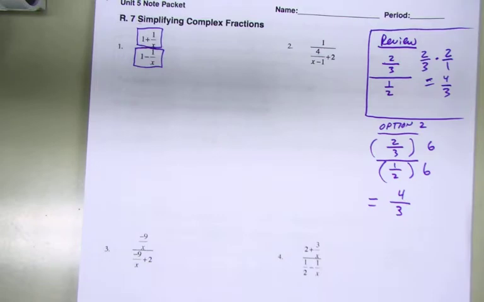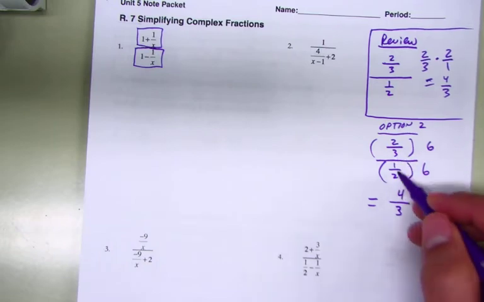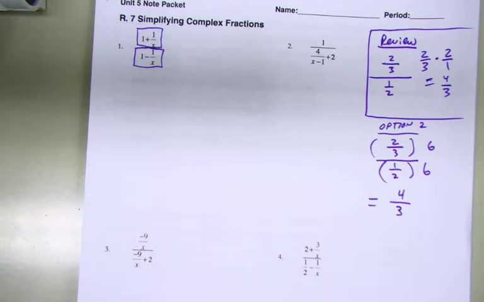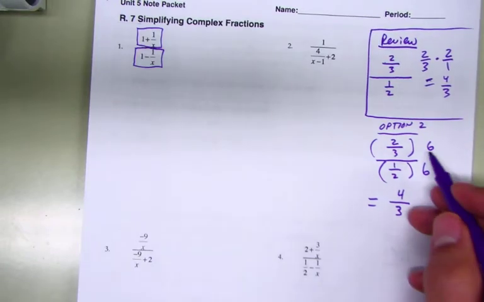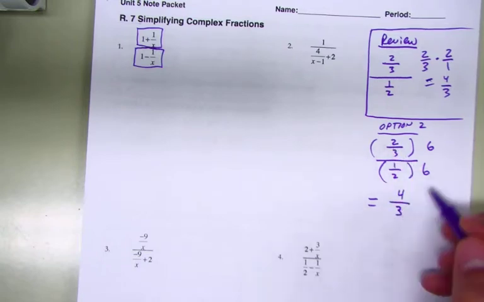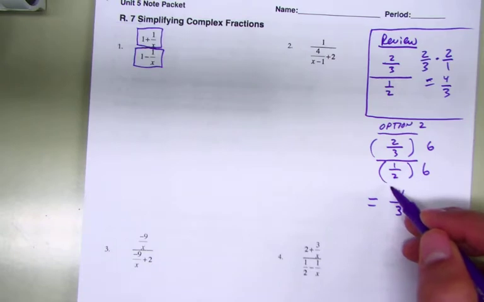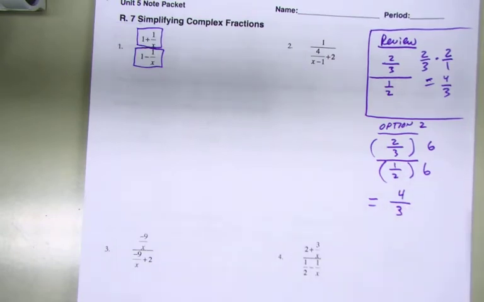Wait, how did you get 6? How did I get 6? Because 6 is the least common multiple of 3 and 2. Okay, couple of ways. 6 divided by 3 is 2, so 2 times 2 is 4. 6 divided by 2 is 3, times 1 is 3.